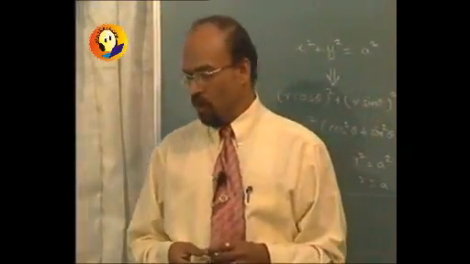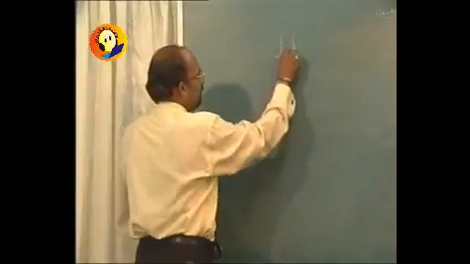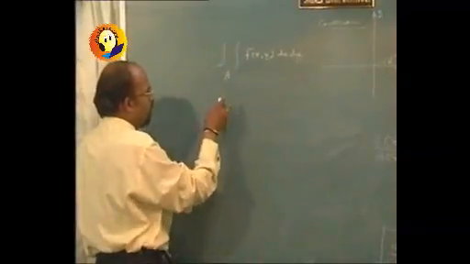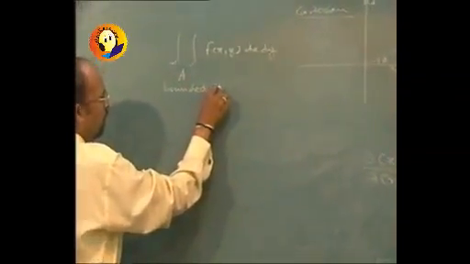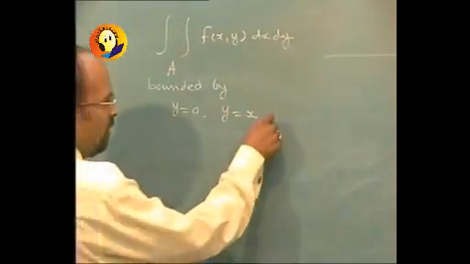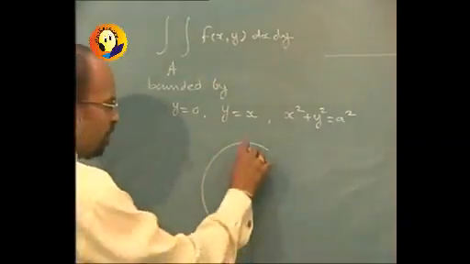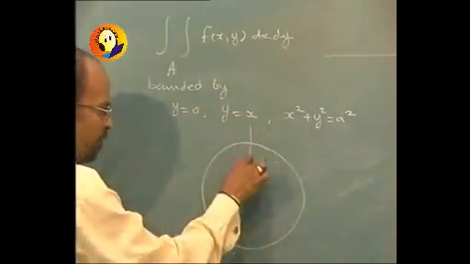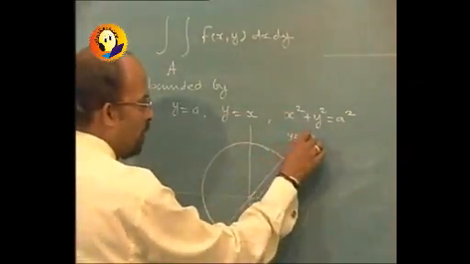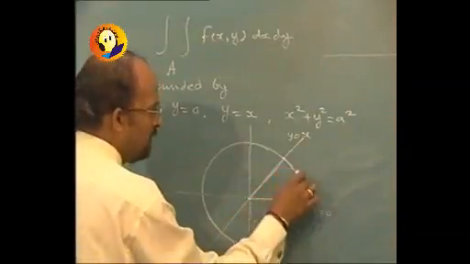solve the problem. For example, if we are required to integrate some function, say double integral f of x comma y dx dy, to be integrated over area A bounded by y equal to 0, that is the x-axis, y equal to x, that is a line making 45 degrees, and x square plus y square equal to a square, then the region of integration will be actually 1/8 of the circle, because this is going to be the line y equal to x, this is the x-axis y equal to 0, and the circle, so the region bounded by these three will be this sector.